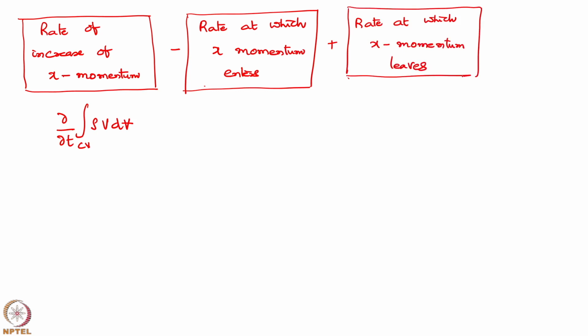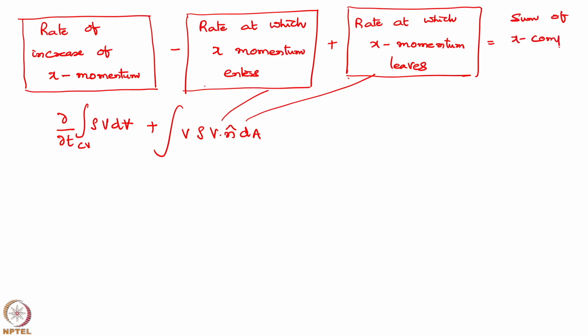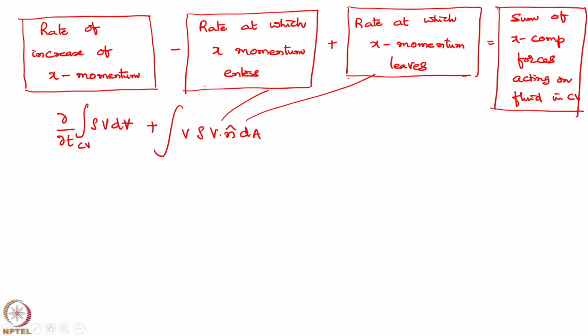How did I write these two? That is plus V rho V dot n dA, these two terms are coming from here, is equal to the sum of the x component of forces acting on the fluid in the control volume, that is equal to sigma of F CV.